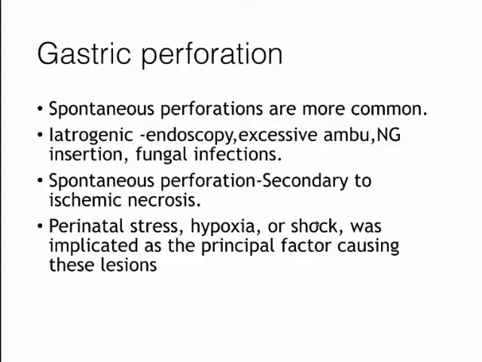Also, adherent NG tube insertion and pushing the NG tube too much into the stomach can cause gastric wall injury. Another cause we have seen in neonates is fungal infection, which can also cause perforation of the stomach wall. Mainly, spontaneous perforation happens secondary to ischemic necrosis. Ischemic injury happens during the perinatal period, especially when there is perinatal birth asphyxia, and in turn hypoxic ischemic injury can occur, with ischemic necrosis of the stomach wall, which can present as a perforation. Usually they present around day 2 or day 3 of life.